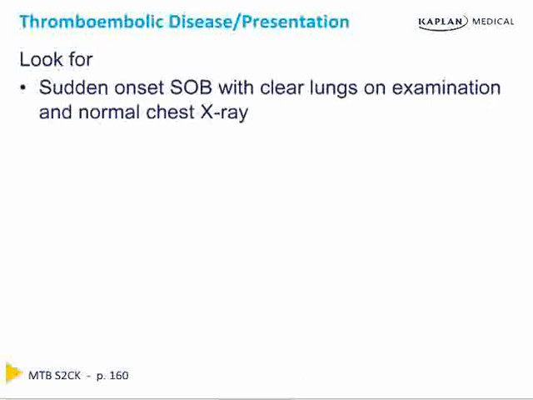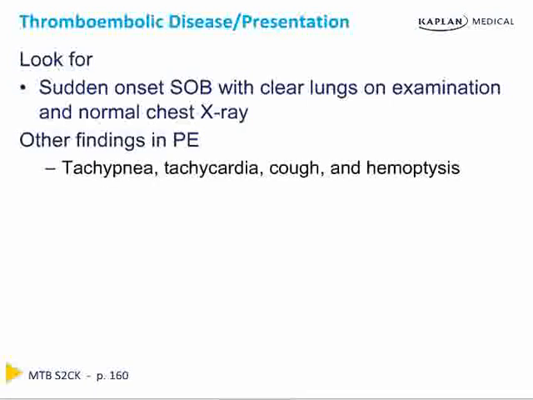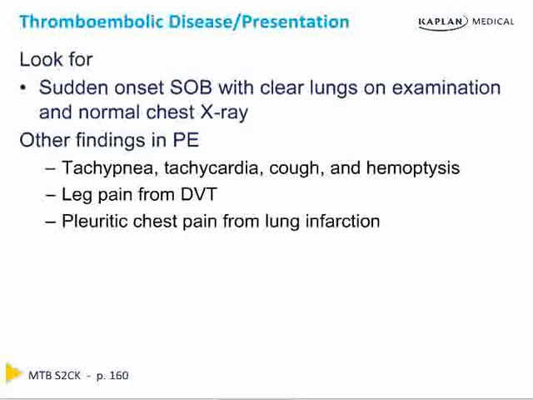The clinical presentation usually includes sudden onset shortness of breath, and you're going to note clear lungs both on exam and on the normal chest x-ray. In a pulmonary embolus, other findings might include tachypnea, tachycardia, cough, and less commonly, hemoptysis. If the patient had a DVT in their leg leading to the pulmonary embolus, leg pain will also be a presenting symptom. Some patients will have pleuritic chest pain, which is a result of lung infarction from the pulmonary embolism.